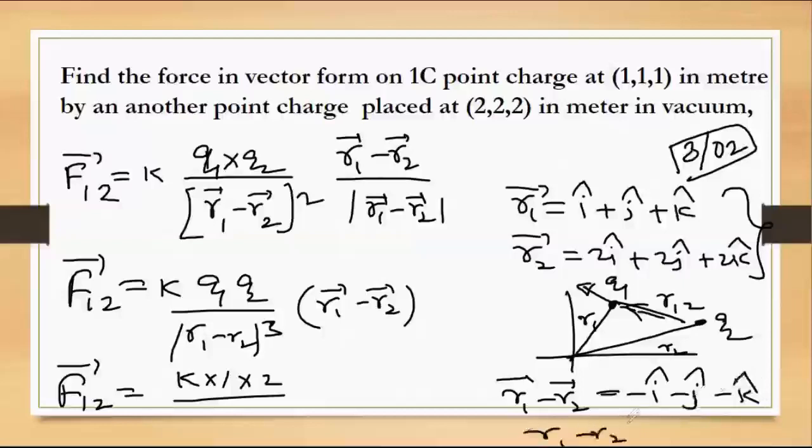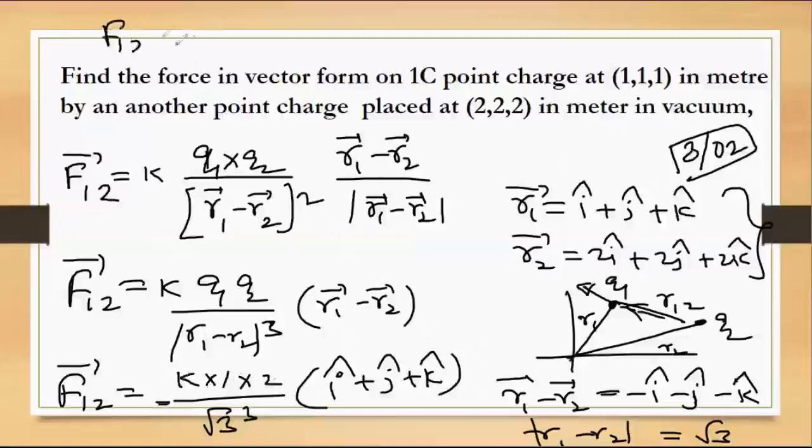And the magnitude of R1 minus R2 will be what? It will be root 3. So it means it is root 3 cubed. Okay. And it is I plus J plus K with a negative sign. So it means we can finally write the answer as minus 2K by 3 to the power 3 by 2. Because you understand that under root, 3 is nothing but 3 to the power half only. So 3 to the power 3 by 2.